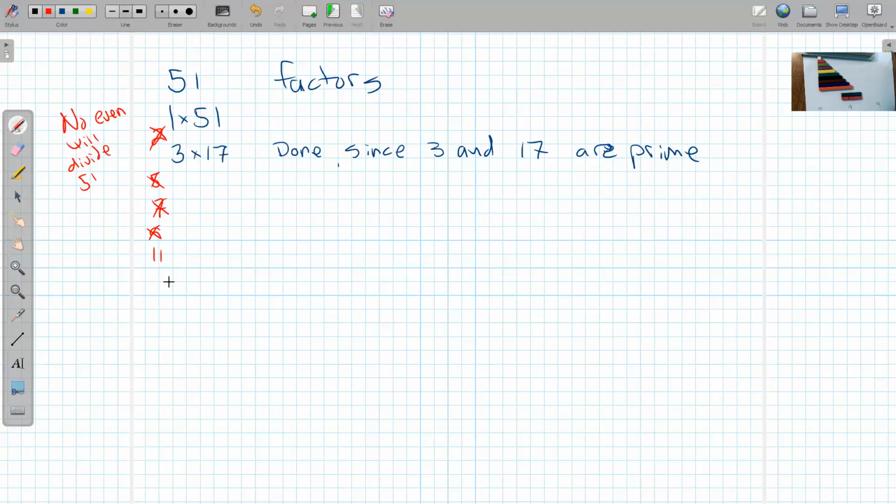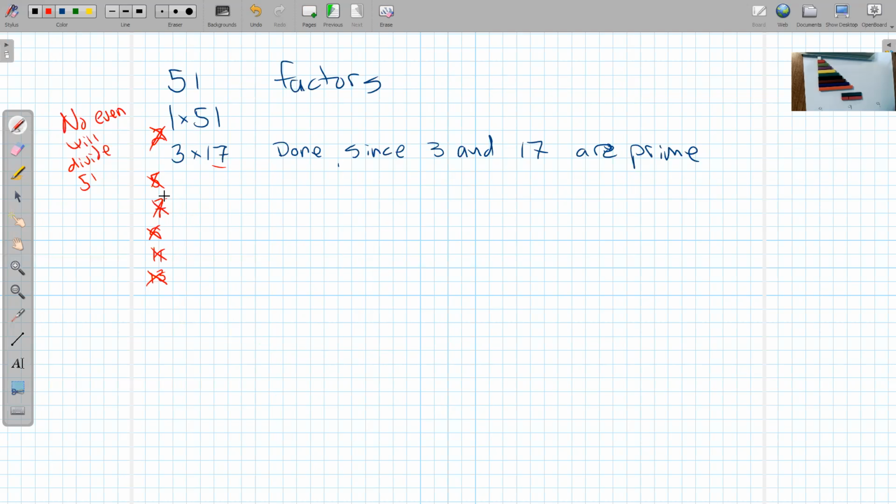11 goes into 44 and 55, but not 51. 12 is even. 13 we'd have to check. Let's see, 13, 26, 39, 52. Yeah, 13 doesn't work. Close though. No 14. 15 I don't have to check because 5 didn't work, 16's even. Then I get to 17 and that's a repeat, so I am done.